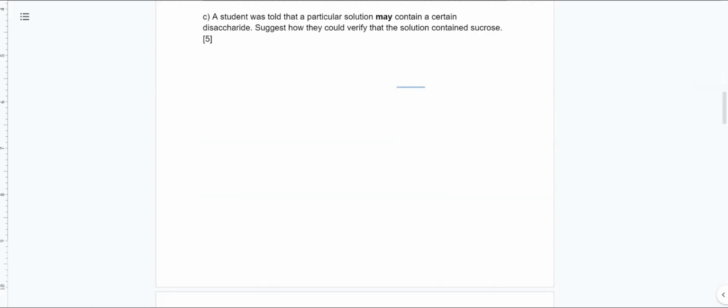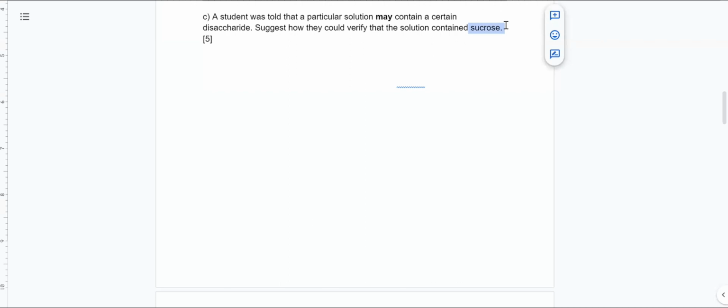So we have this final part C, which tells us that a student was told about a particular solution which may or may not contain a certain disaccharide, which includes your maltose, sucrose, and your lactose. So the question asks you to suggest how they could verify that the solution contained sucrose. You cannot just use Benedict's test directly to test for the presence of sucrose, because Benedict's test specifically only tests for the presence of reducing sugars. Even if non-reducing sugars such as sucrose are present, the Benedict's test would give a negative result.